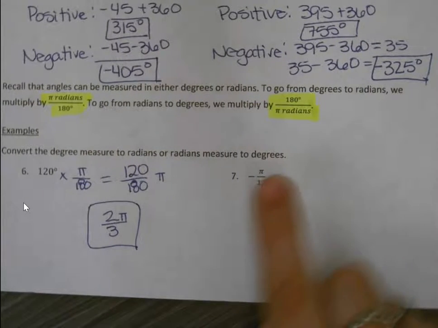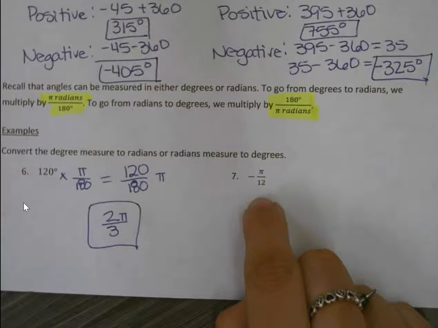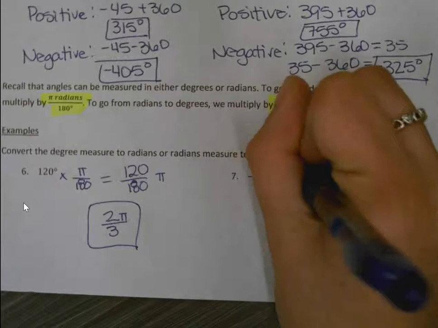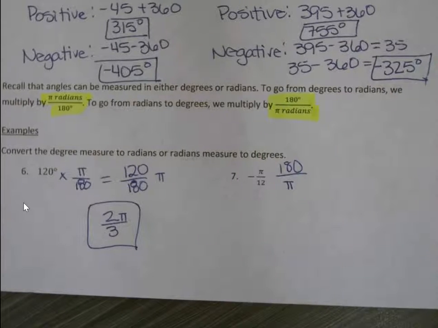Okay. So the other one is starting off in radians. This time I want to turn it into degrees. So because it starts in radians, I'm going to have the pi on the bottom.